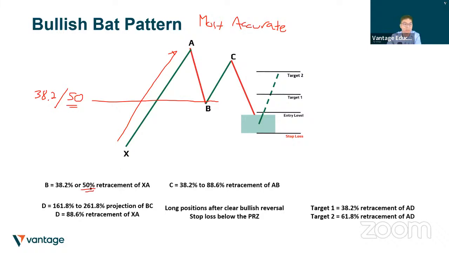So I'll just highlight it. Point C falls anywhere between 38.2% to 88.6%. So I'll write it down side by side: 38.2% to 88.6% is for the retracement of the corrective leg AB.